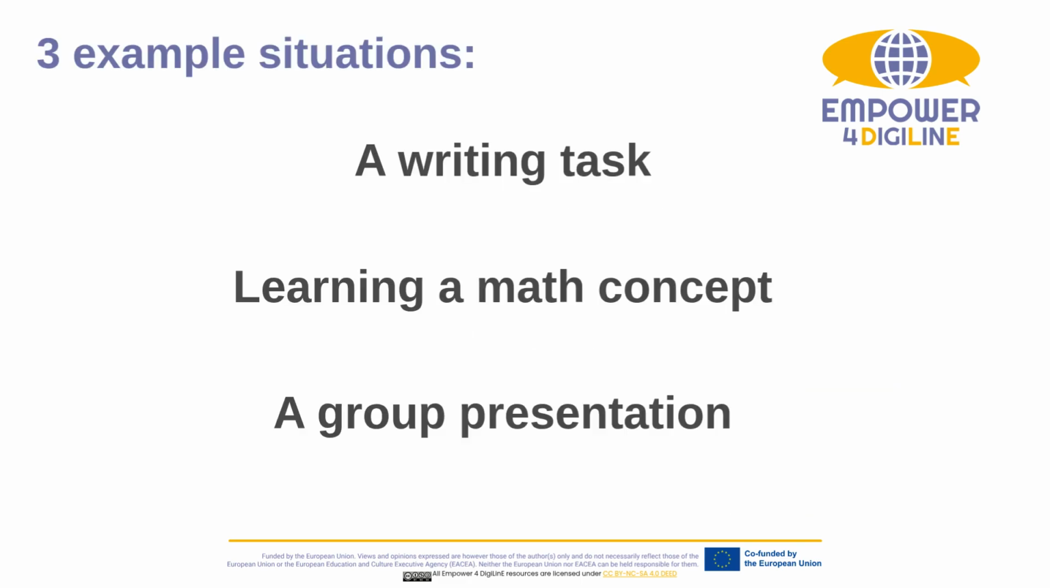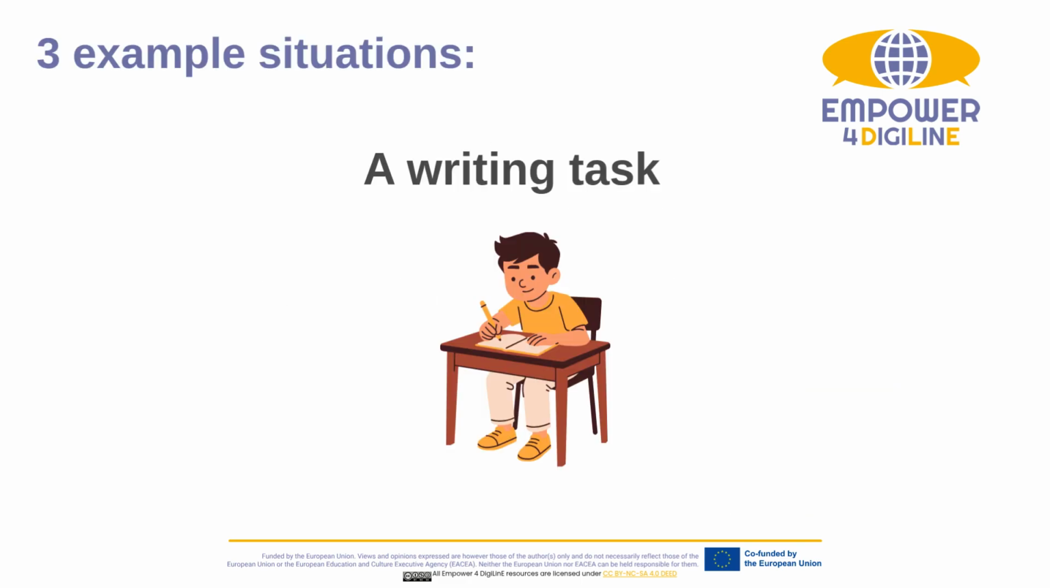Here's a trio of specific examples, and how to use each type of feedback. In our first scenario, students are writing essays. Formative feedback would be the comments you give your students on a rough draft. Summative feedback here would be the grade and comments on the final submission.